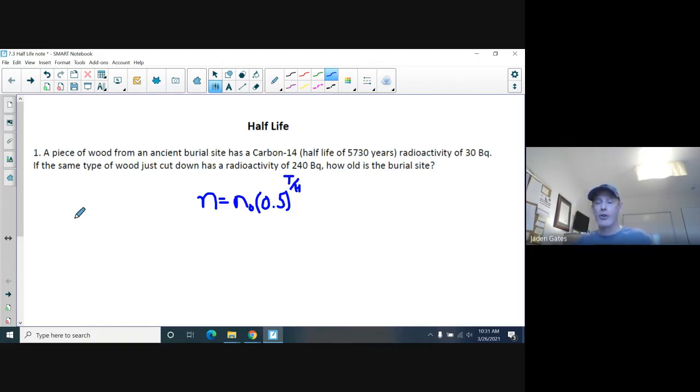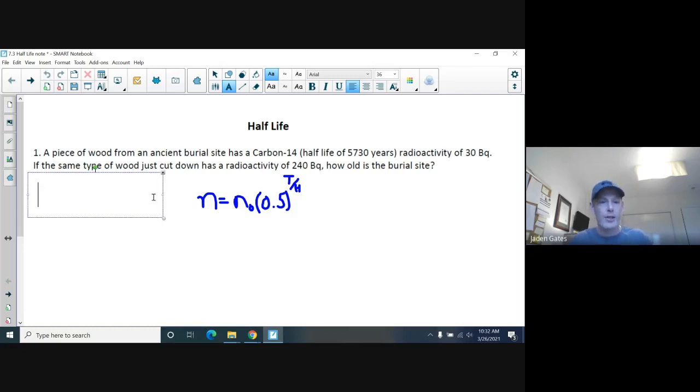Now, you always have a certain amount of carbon-14, or a tree, or an animal, or just, like I said, any living thing. But once you die, that amount of carbon-14 gets cut in half every 5,730 years. So what can happen is we can use this information to figure out how old something is. So in this case, here's the information we have: a piece of wood is found and now it has a radiation level of 30 becquerels. So that's what it ended up with.